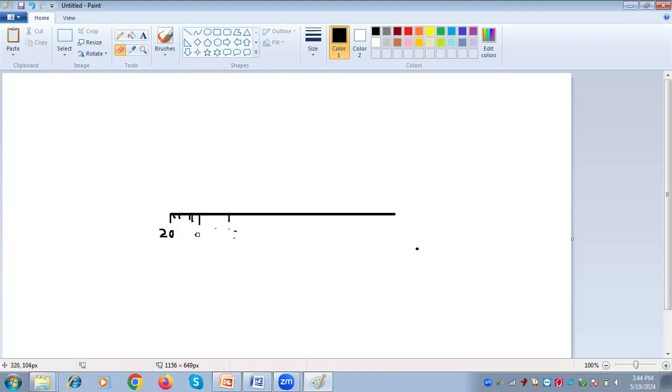If someone takes the reading in such a way, 20, 25, 26, no, this is wrong. Why is this wrong? Because here the first 5 divisions are equal to 25 centimeter, and the next 5 divisions are equal to 1 centimeter. So that will be a wrong scale. So this should be uniform throughout.